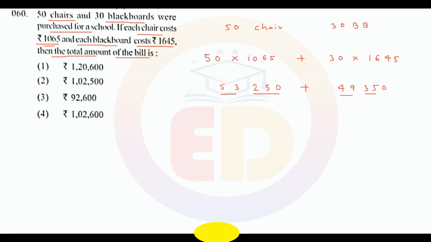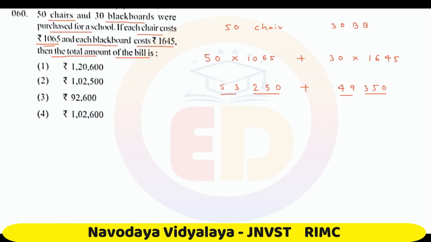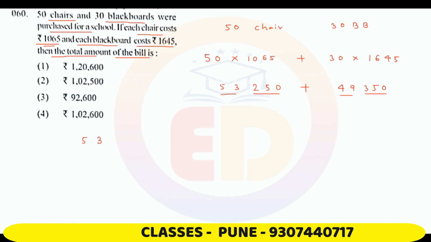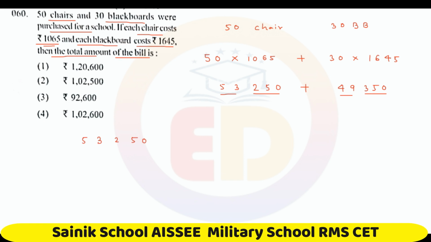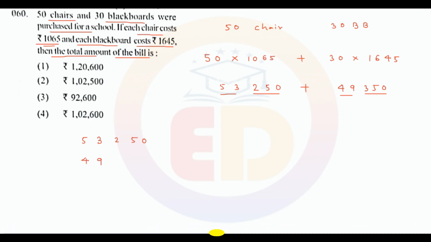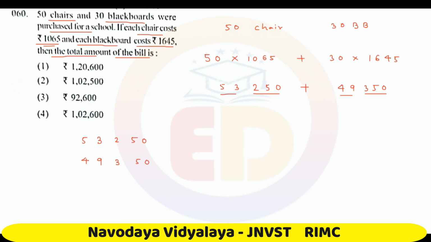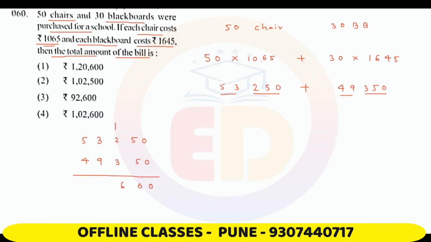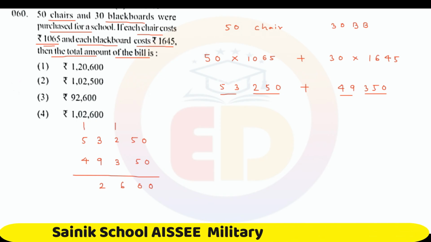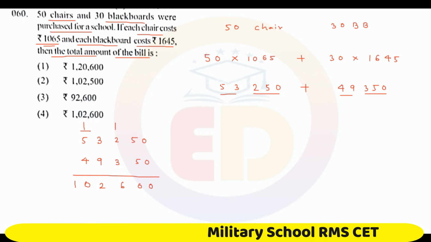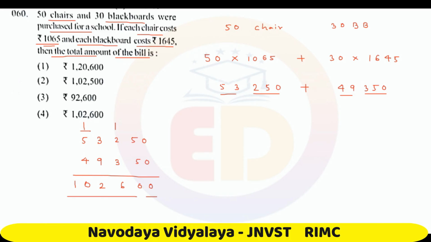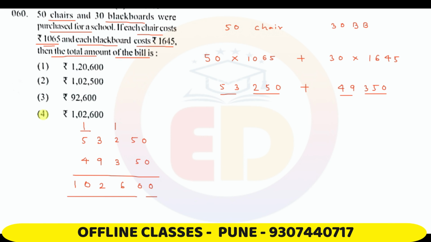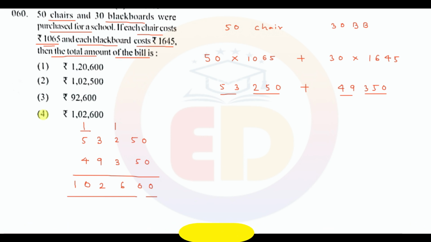250 plus 350, it will be 600. Answer is 0. This is 0. Carry 1. This is 6. This is 2. Carry 1. Answer is 1,02,600. Option 4. Seemingly an easy question. It's based on simple multiplication and addition.